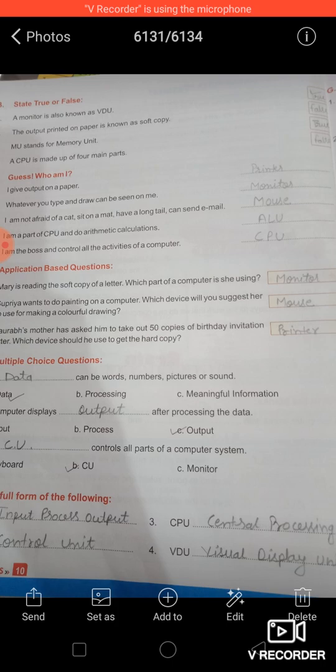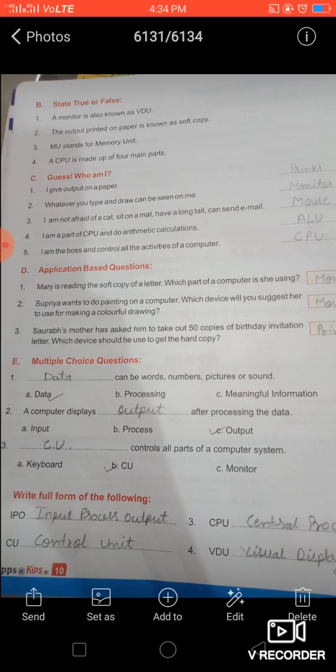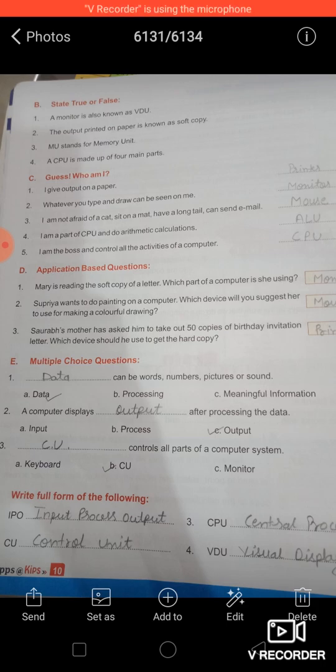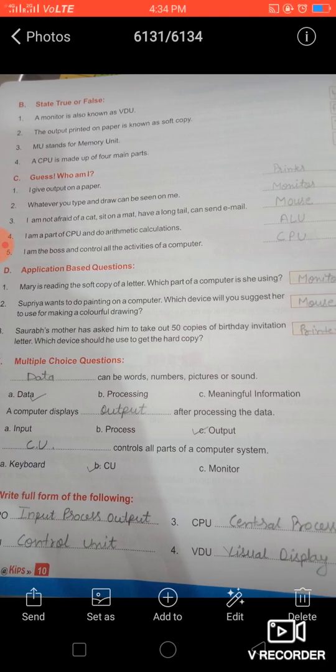Next we have guess who am I. Hints are given here. I give output on a paper. Who gives output on a paper? It's the printer. Next: whatever you type and draw, you can see on me. Where can we see it? On the monitor.